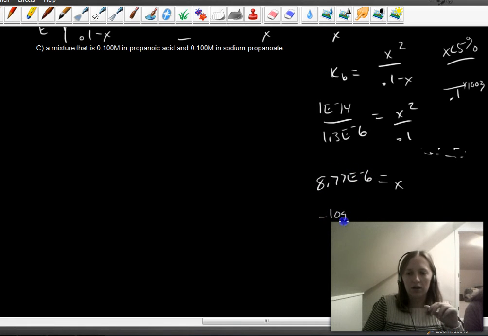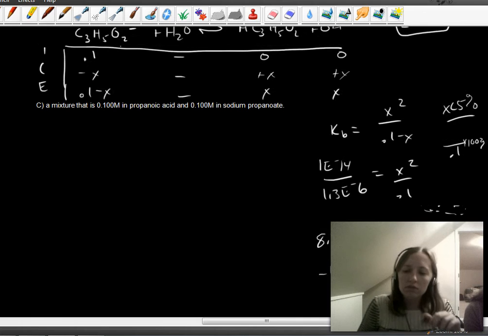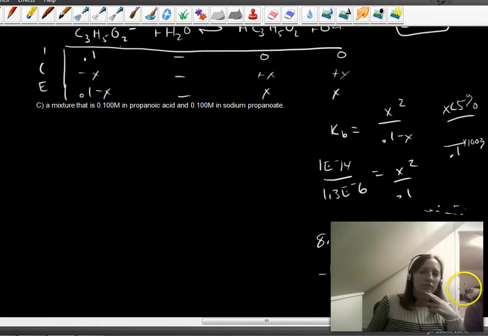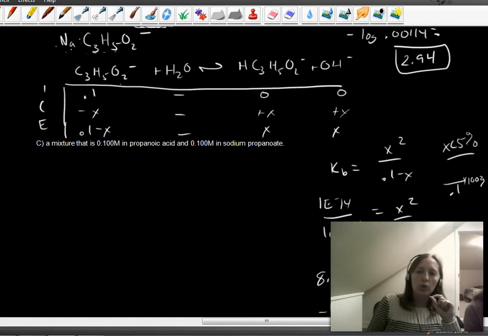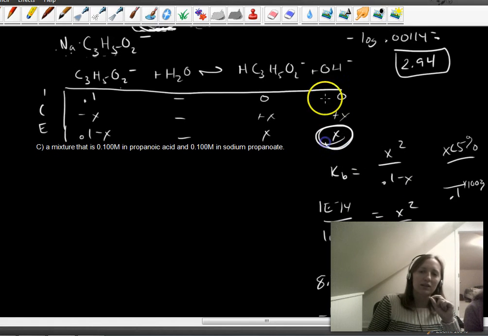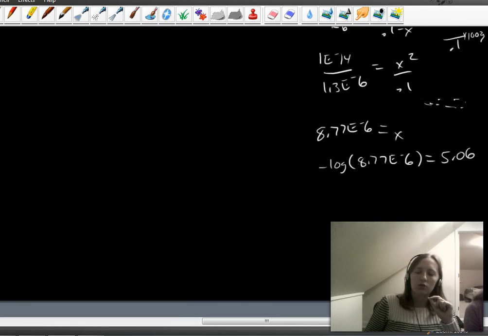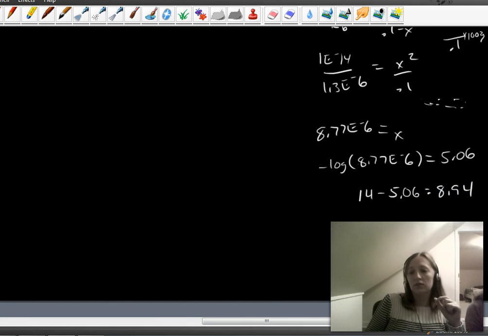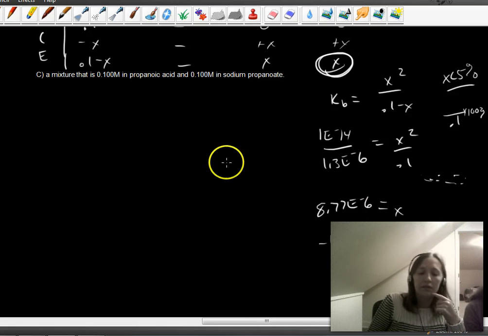And you take the negative log of that number, and what you get is 5.06. And what is that number? That is your pOH, because that's your x. So your pOH gives you your pH by subtracting from 14, and you get 8.94. Hey, that's not bad. 9 would have been better.